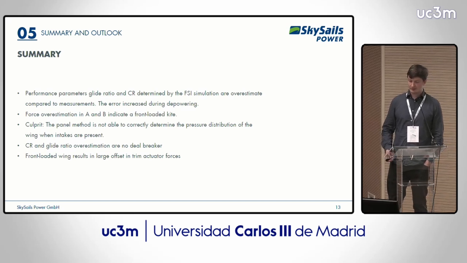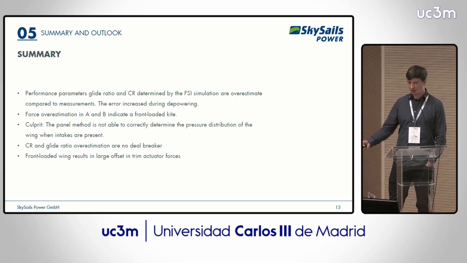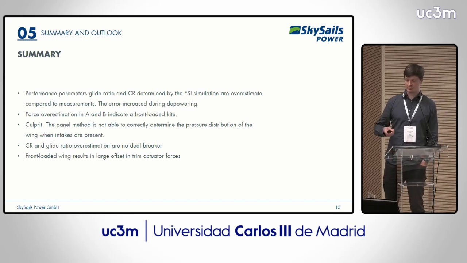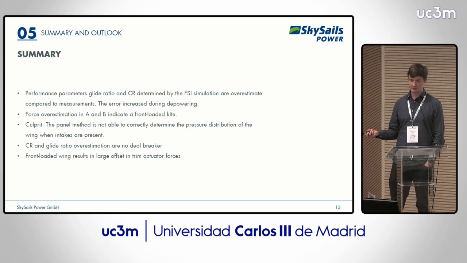For me, the overestimation in CR and glide ratio is not a deal breaker, because as long as we know that it's going to happen, or it looks like this in our simulation, we can still use it. But the problem is this front-loaded kite. So we also use, for example, the simulation to estimate the actuator forces on the trim. And if the line forces in the front are overestimated, then you will always get very wrong trim actuator forces.